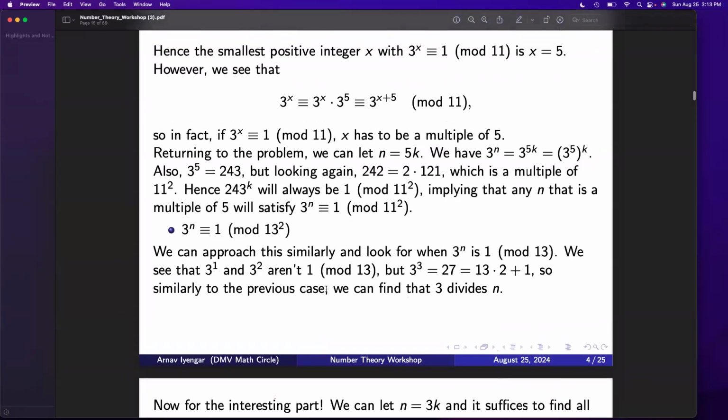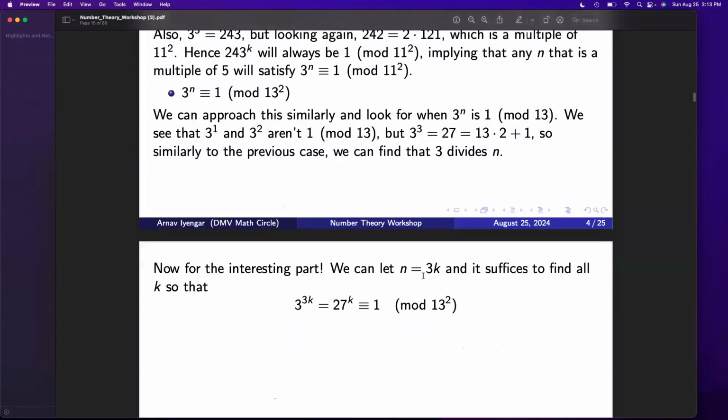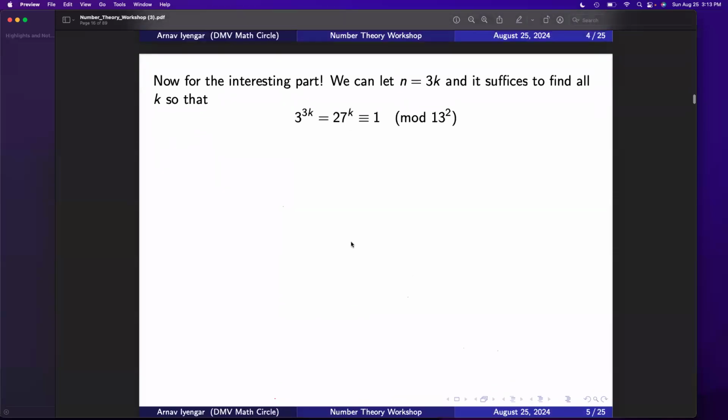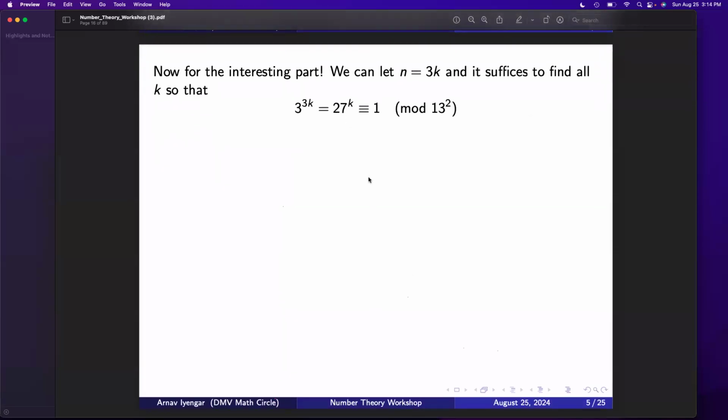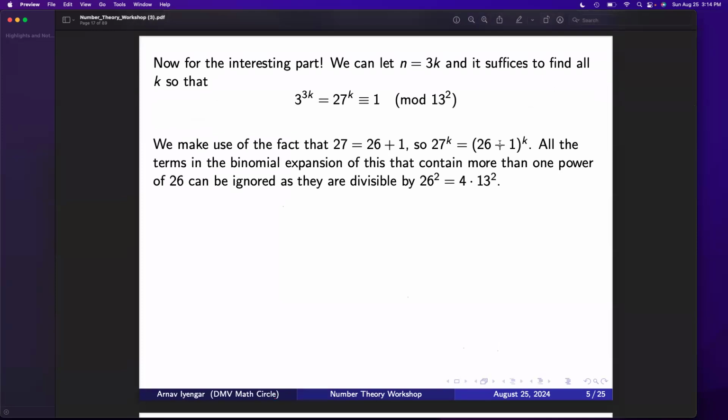Now if we keep going, we can set n equals 3 to the k, and you have 3 to 3k, which is 27 to the k, has to be 1 mod 13 squared. For this part, there's a really nice way to apply the binomial theorem, motivated by the fact that 27 is equal to 26 plus 1. So if you were to write 27 to the k as 26 plus 1, all of that to the power k.